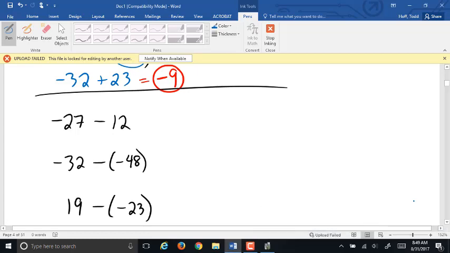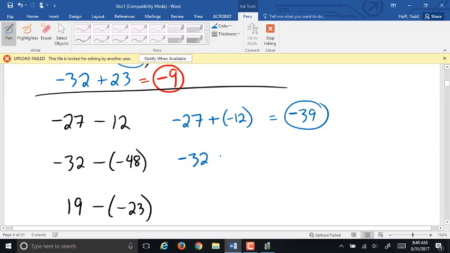Okay, so for the first one here, negative 27 minus 12 becomes negative 27 plus negative 12. Ends up giving us an answer of negative 39. Good. Negative 32 minus negative 48 becomes negative 32 plus 48, which ends up being positive 16. 19 minus the negative 23 ends up becoming 19 plus 23, which is 42.